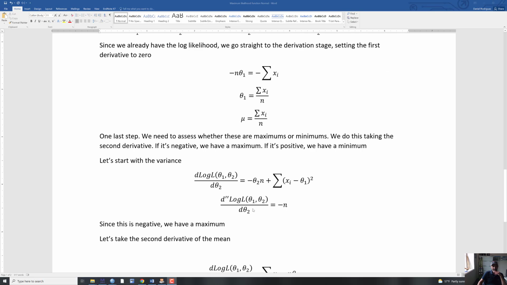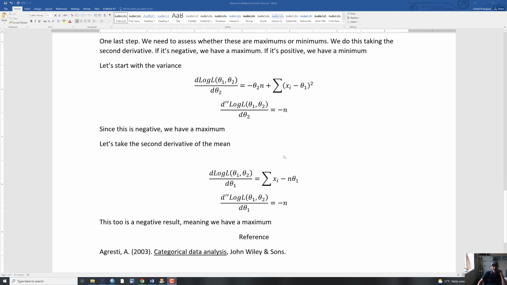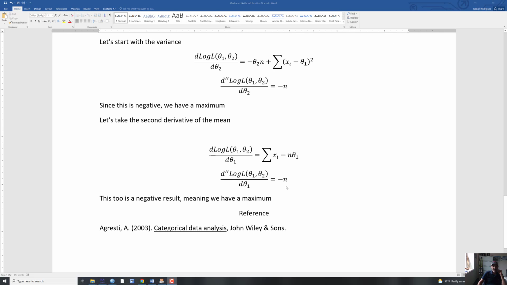And then just to check that what we have is a maximum: for a maximum, the second derivative would have to be negative. Just take the second derivative. And it is negative, minus n. That's with respect to theta 2, and with respect to theta 1, I get the same thing. So it's a maximum if the second derivative is negative, and it's a minimum if the second derivative is positive.